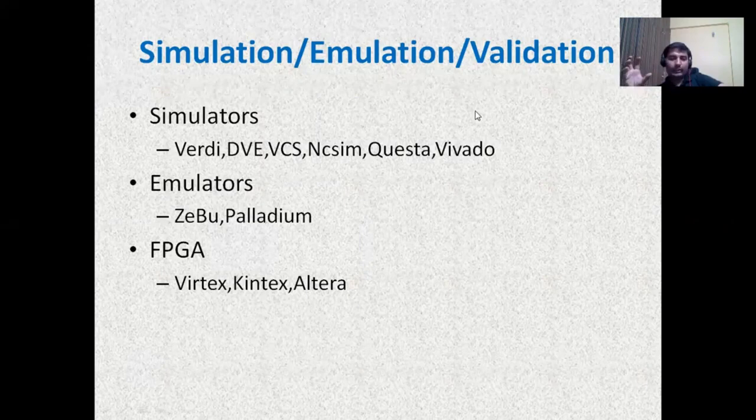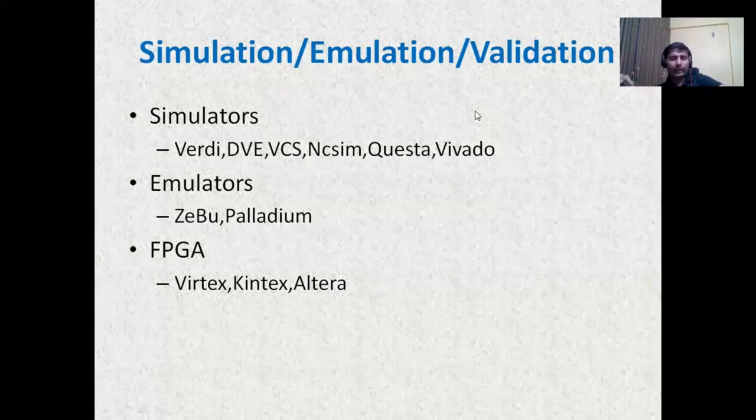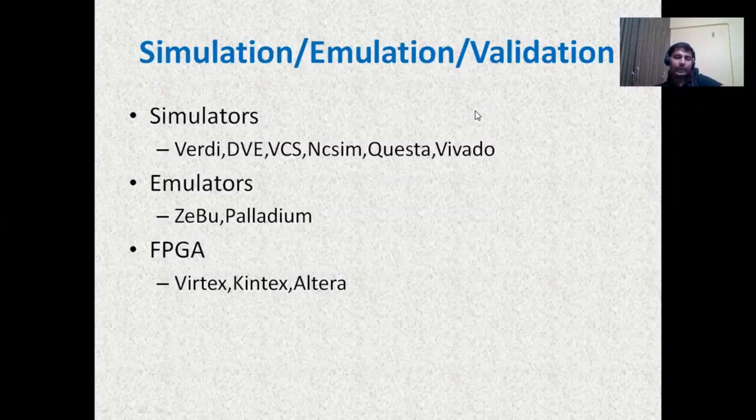So you give a stimulus in C through processors, which is converted into assembly language, and then it generates the input and provides the stimulus to the different IPs, and then you check it. That is again done using the simulator. So SOC, IP verification and system verification are done in the simulator using VCS, NCSIM, Questa, and Vivado.